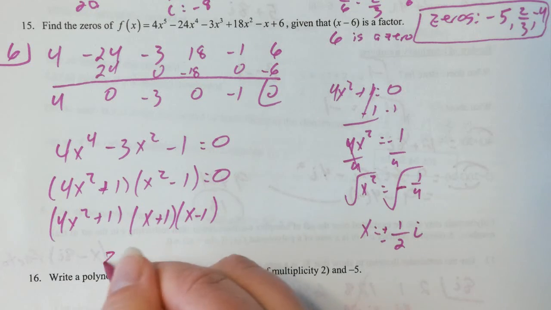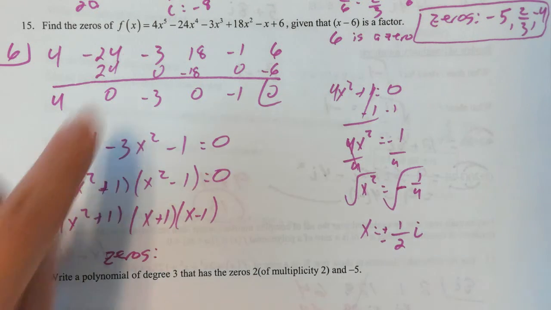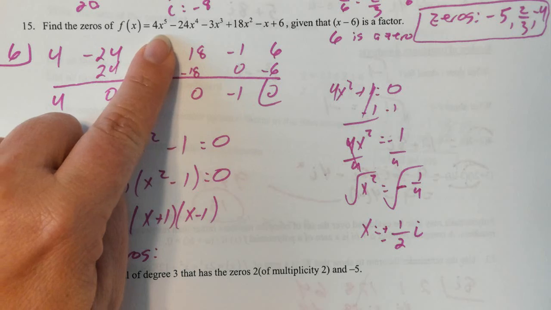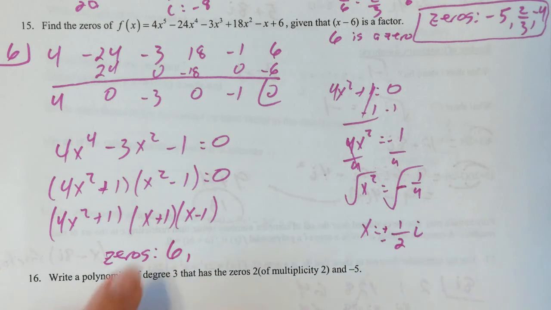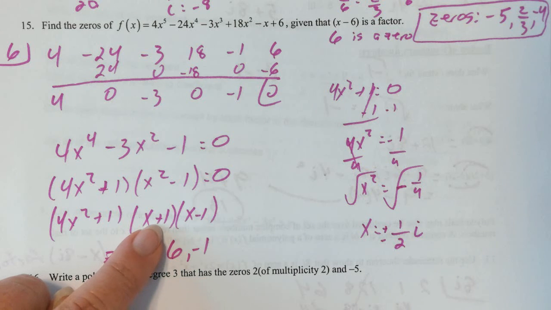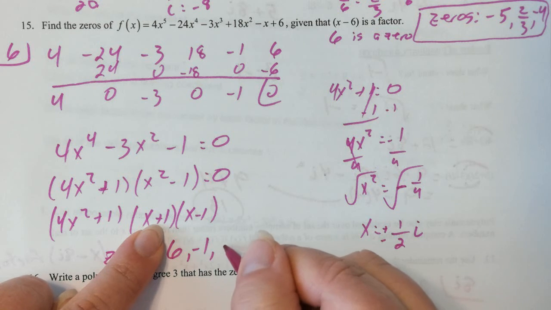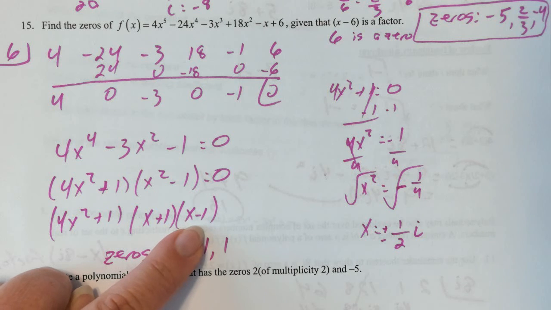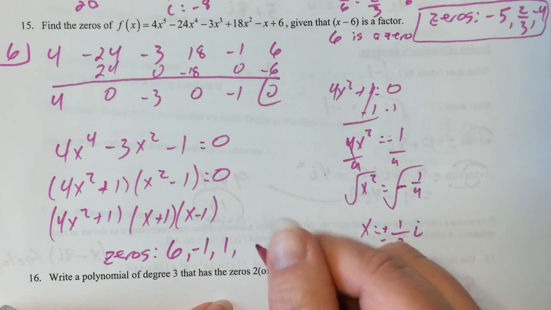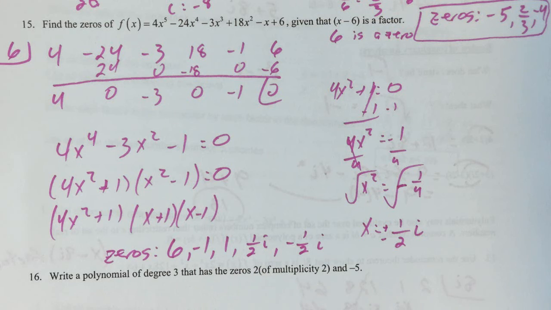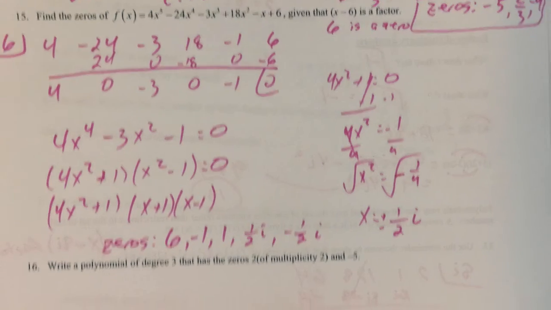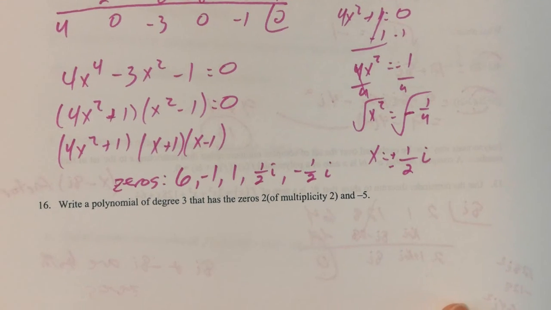Okay, so notice that the zeros, there are 5 of them because this is raised to the 5th power. One of them is positive 6, that's the one that they gave us. One of them will be negative 1, it comes from the x plus 1 factor. One will be positive 1, it comes from the x minus 1 factor. One will be positive 1/2 i, and the other will be negative 1/2 i. But there are our 5 zeros right there. That one's a little tricky because of the factoring. Don't let that throw you. I probably wouldn't ask you to do one that complicated on your own.